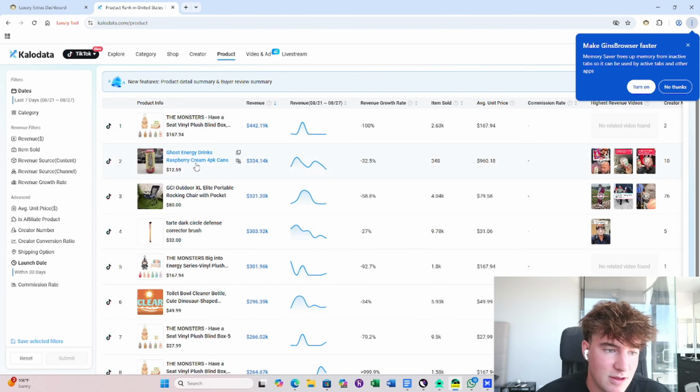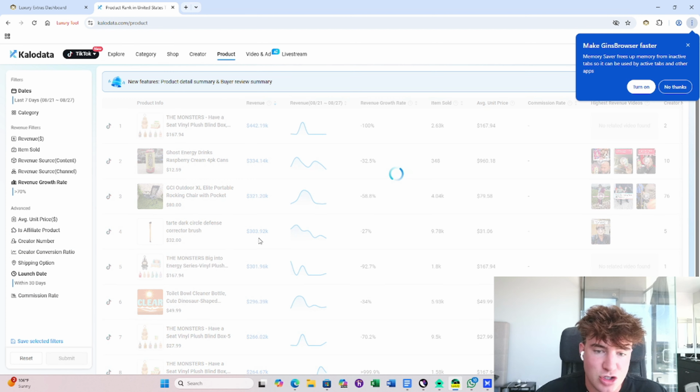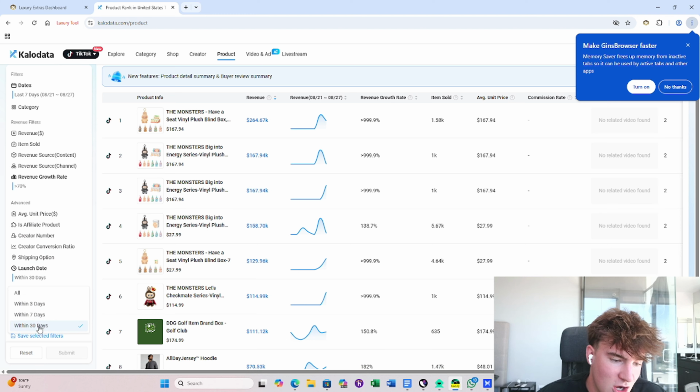But let's get back into this. Kalodata is the first one that I'll use for my product research. Normally in here, I'll set this to 70% growth rate so I can see products that have been trending up recently. Sometimes I'll come down to launch date and play with this. I'll do like 30 days, sometimes even 7 days. But I'm just going to keep this at all for right now.